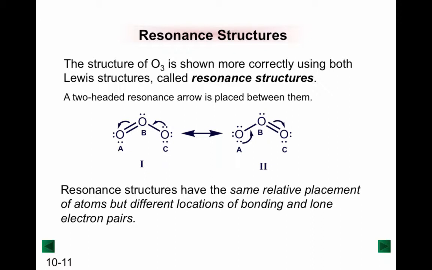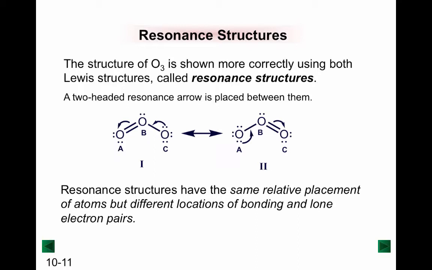A resonance structure is defined as one of two or more Lewis structures for a molecule that cannot be adequately depicted by a single structure. Resonance structures differ only in the placement or position of the bonding and lone pair of electrons. The resonance structures are separated by a resonance arrow, which is a double-headed arrow.